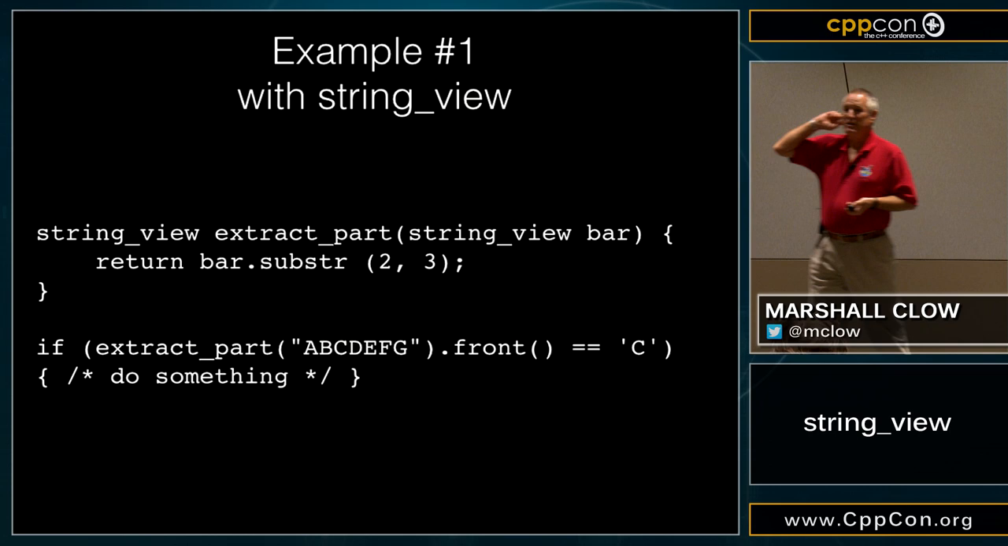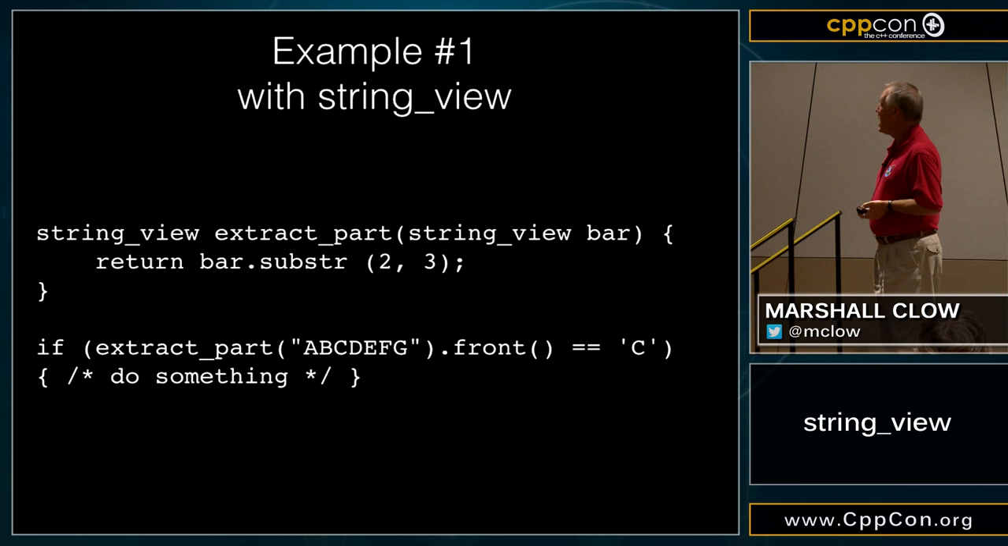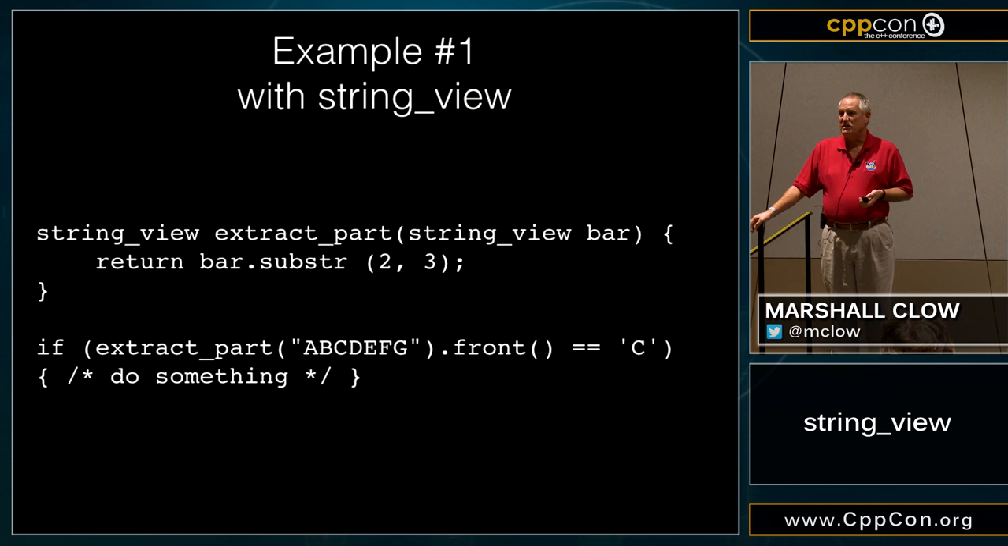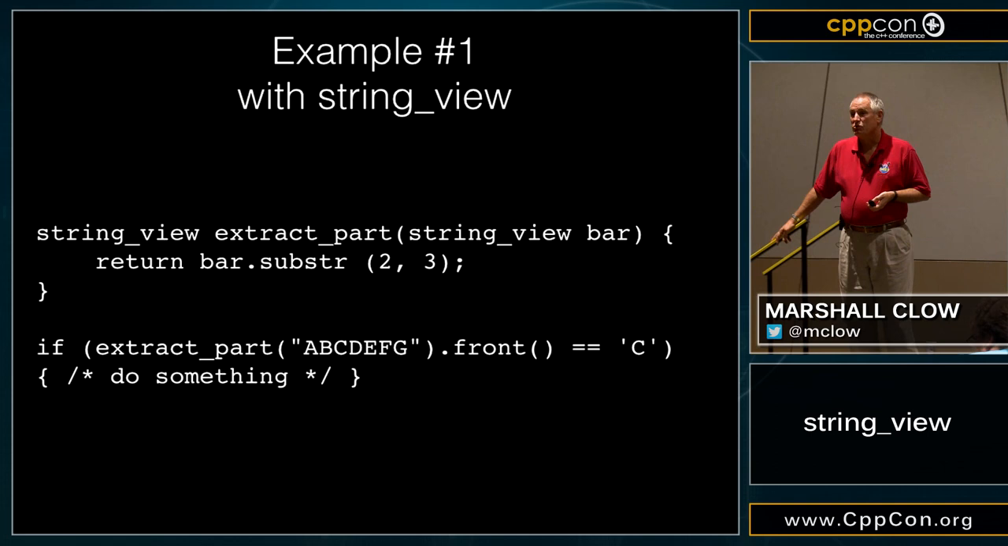Why did we not define a UDL for string view? We had some discussion about that. And at one point, we had sv for them. And I don't know what happened to that. It might even still be there. I don't know. Certainly, if it gets put in the standard, we should have one of those.